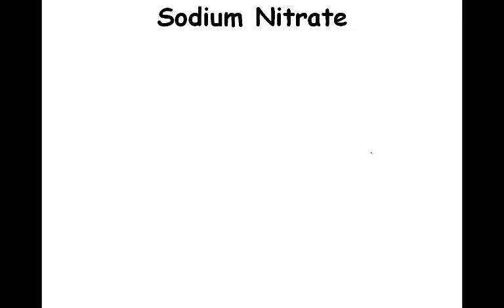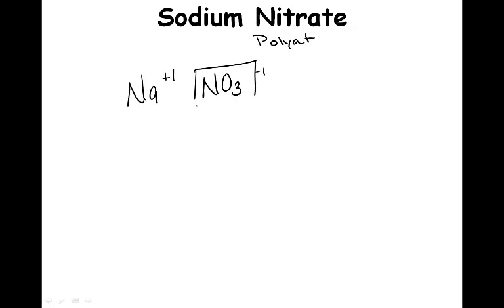Sodium nitrate. Sodium is in group 1, so it forms a positive 1 ion, or we can look it up on the back of our periodic table. Nitrate is a polyatomic ion. So we look on the back of our periodic table, and we see that nitrate is NO3 with a negative 1. Remember to protect your polyatomic ion by either putting it in a box or surrounding it with parentheses.